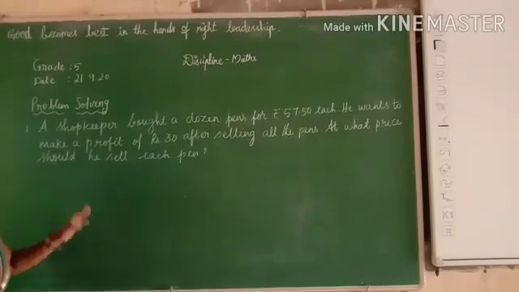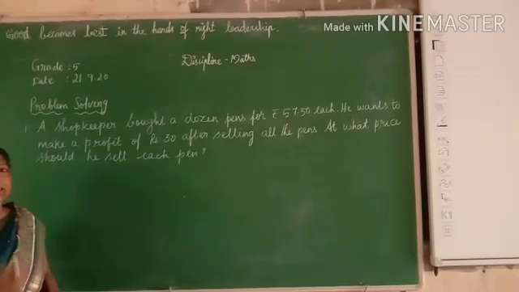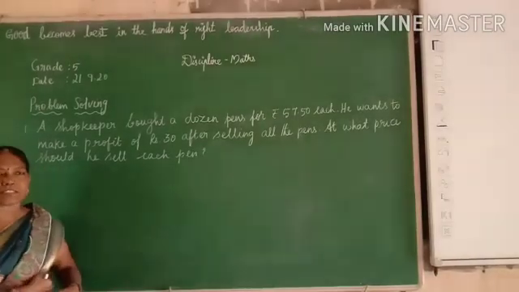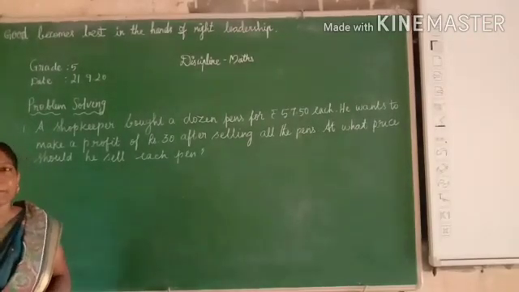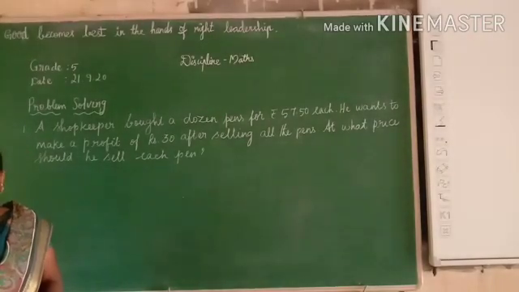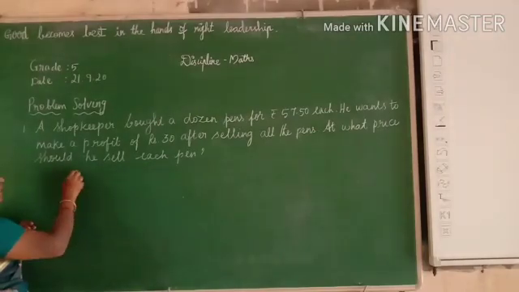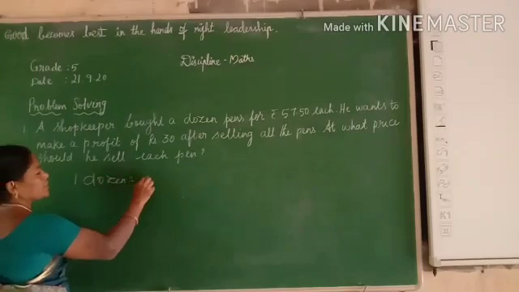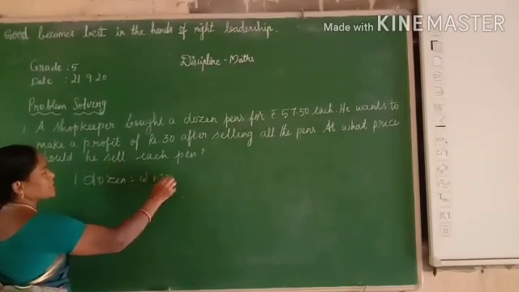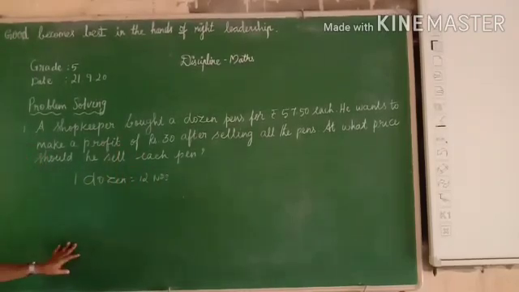So what was given in the question? A shopkeeper bought a dozen pens. In one dozen, how many numbers? Yes, 12 numbers. So one dozen is equal to 12 numbers. Yes, very good children.